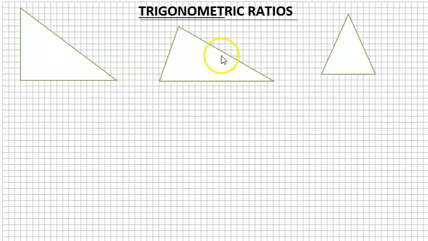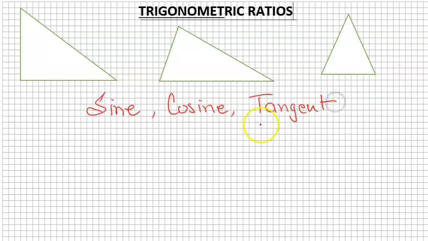Our today's topic is the trigonometric ratio. That is, we call these topics sine, cosine, and tangent. In short, we write it as sin, then cos, and then tan.